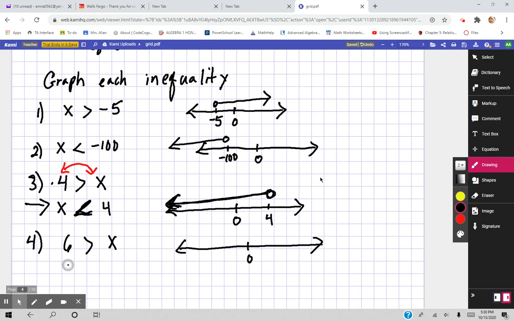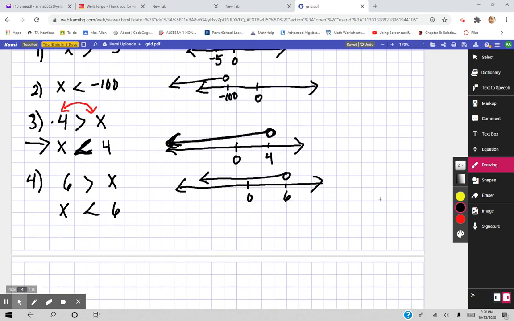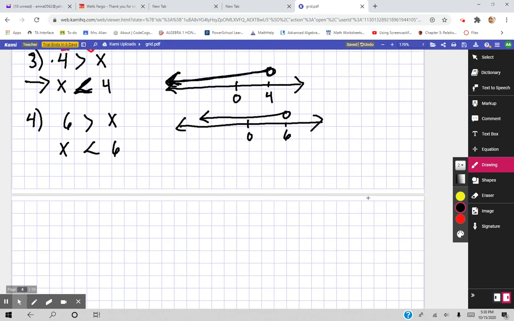Okay, so you might want to flip the x and the 6, but then you have to flip the inequality sign too, and then you know that it's going to be less than 6. You're clear that it's going to be less than 6. So it will be an arrow going to the left, because this one might confuse you. You might think you have to draw your arrow to the right. Okay, let's try some more.